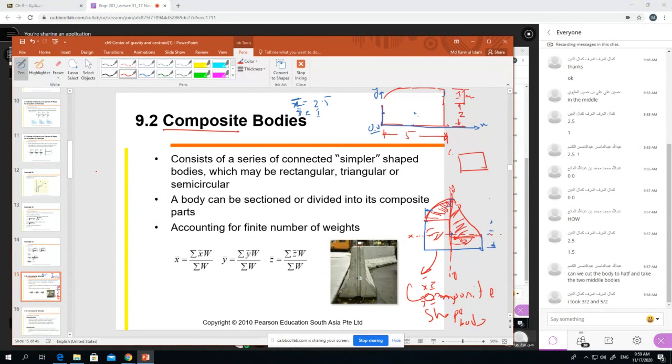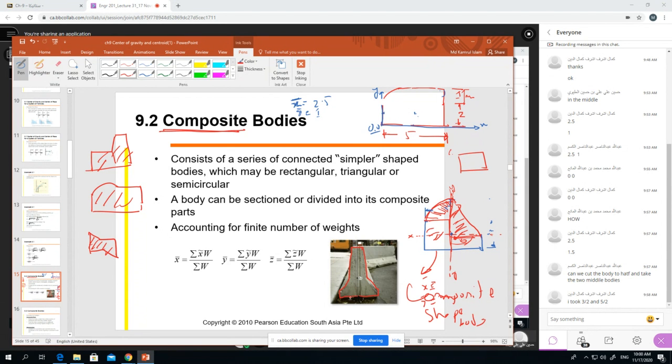What is a composite body? The body is a combination of different geometrical shapes, like this, or this. Different geometrical shapes. Like this is a rectangle, this is a triangle, or like this, right? A combination of different types of geometric shapes. Its name is composite body. As an example, this is a real thing, right? You see it on the road. This is a composite body, a composite shape.